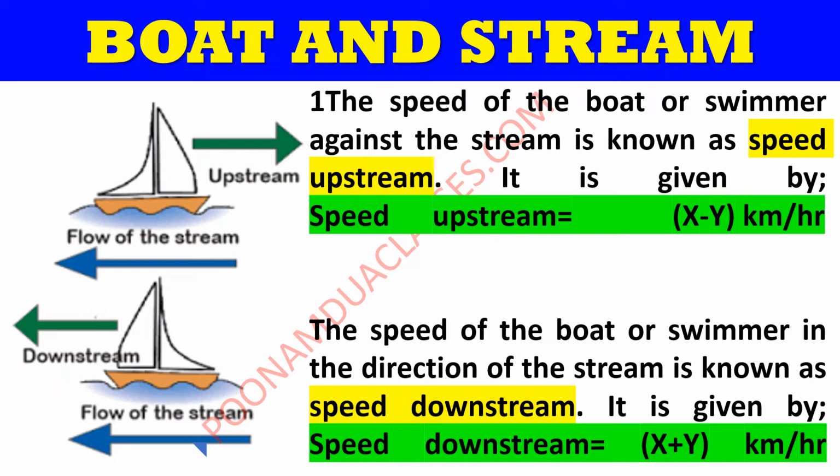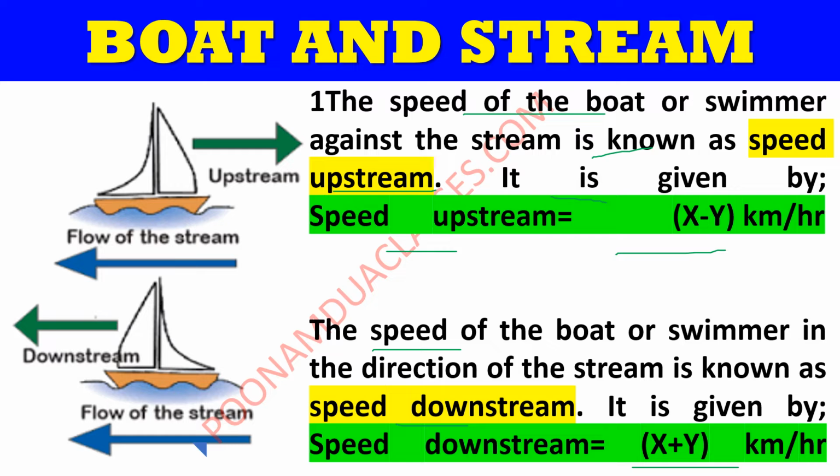Let us understand the formula now. The speed of the boat or swimmer against the stream is known as upstream speed, that we know. It is given by x minus y kilometer per hour, and in the same way, downstream speed is x plus y kilometer per hour. Let us understand the formula.